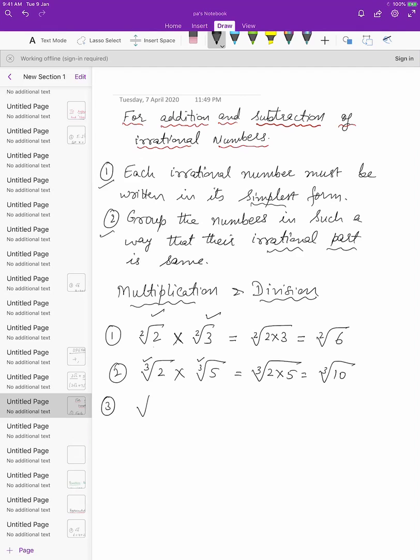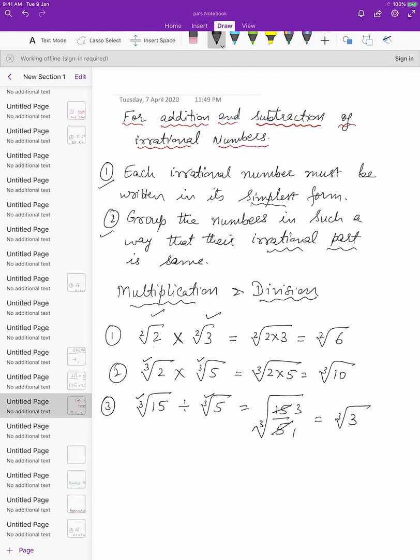Suppose I want to divide cube root of, say, 15 divided by cube root of 5. Again, they have the same order, 3 and 3. So we can write it under the same radical sign, cube root 15 divided by 5. So they will get cancelled and we are left with cube root of 3 upon 1, which is equal to cube root of 3. So children, you have seen that if the order of the irrational part is same, we can easily multiply and divide two irrational numbers.